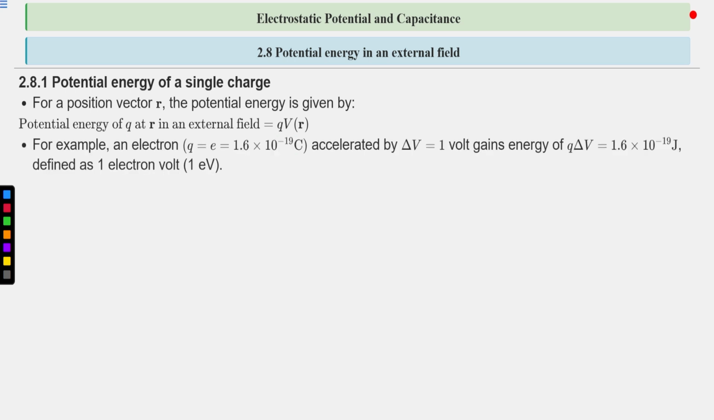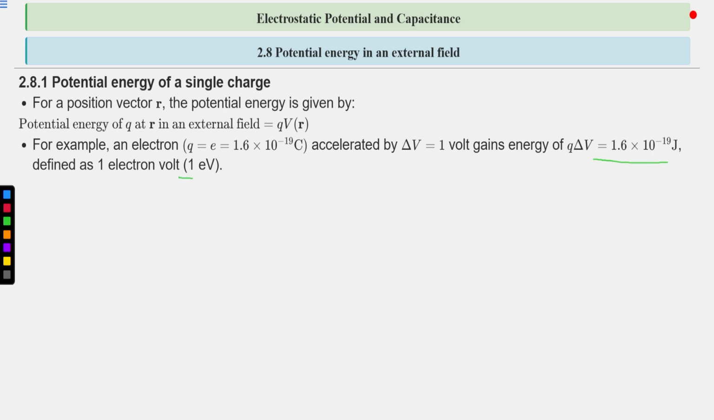For example, an electron whose charge is Q equal to e, which is 1.6 into 10 to the power minus 19 coulomb, accelerated by a potential difference of 1 volt, gains energy of Q into potential difference delta V, equal to 1.6 into 10 to the power minus 19 joule. What is this term called? 1 electron volt. 1.6 into 10 to the power minus 19 joule is 1 electron volt.